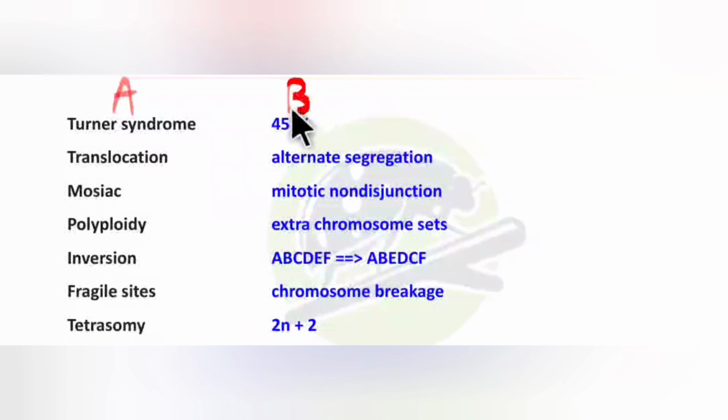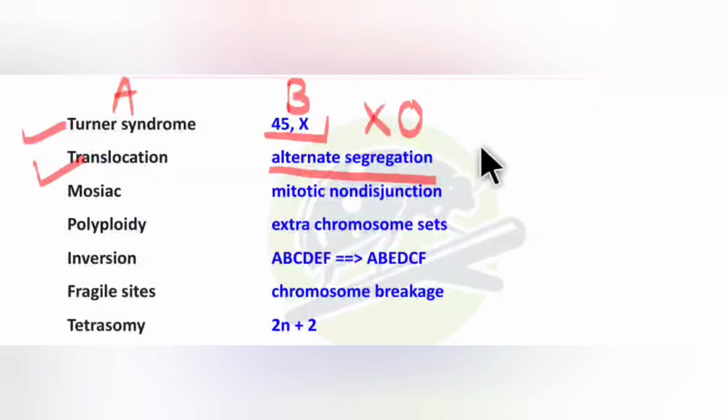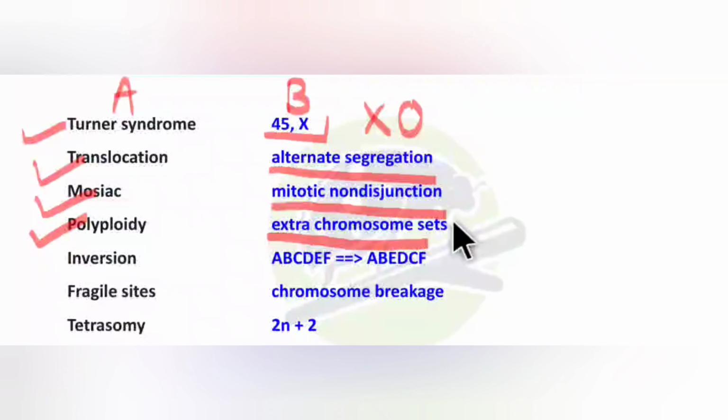आई होप अब आप इसका आंसर दे पाएंगे. So basically Turner syndrome refers to 45X, that is XO. It has 45 chromosomes and the 46th chromosome is missing. And translocation refers to the alternate segregation of the chromosomal segment we have seen. Now mosaic refers to mitotic non-disjunction. We have read that it is the consequence of mitotic non-disjunction, that is the improper segregation of homologous chromosomes or sister chromatids. And we have already read polyploidy, that is extra chromosomal sets, that is 3n, 4n or 5n pentaploid.